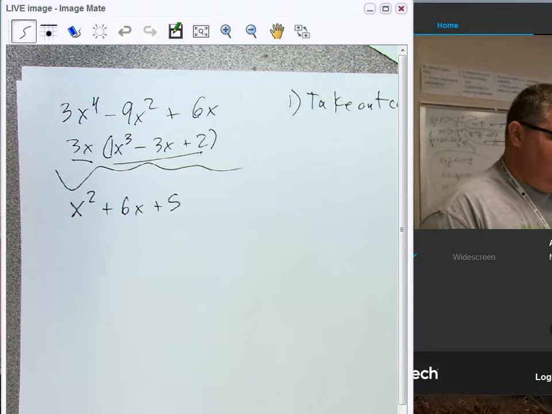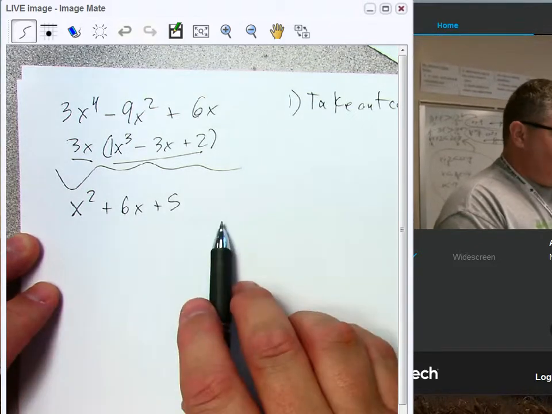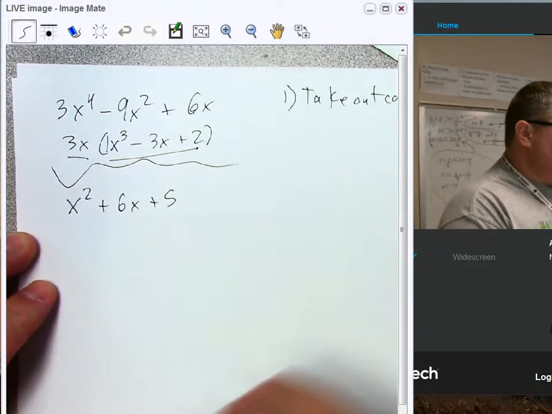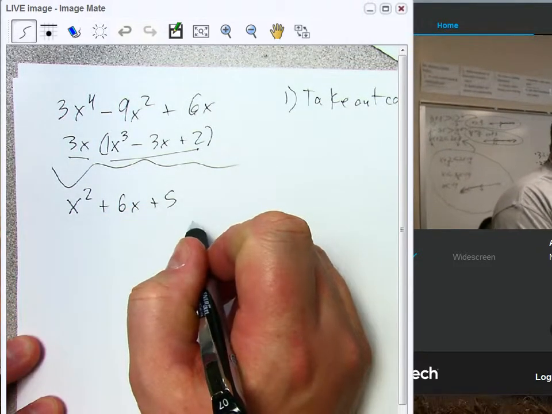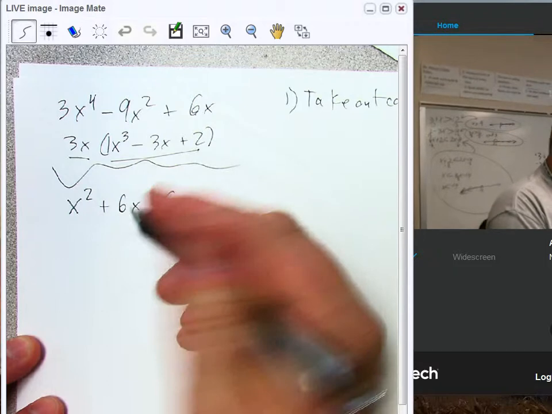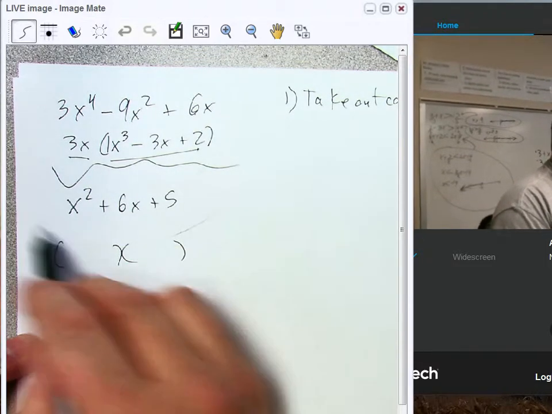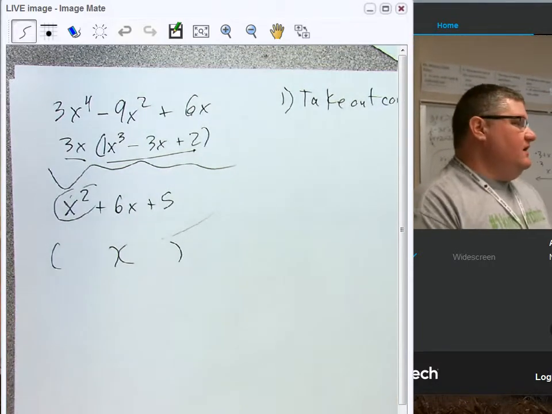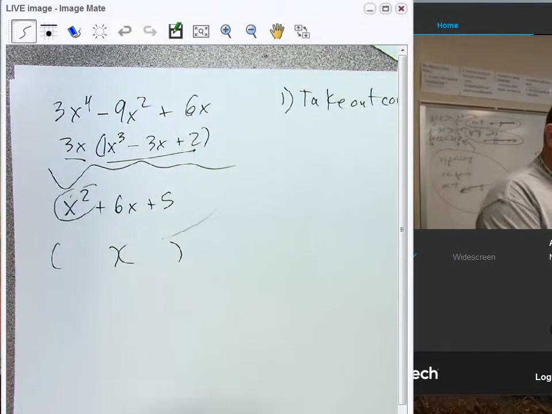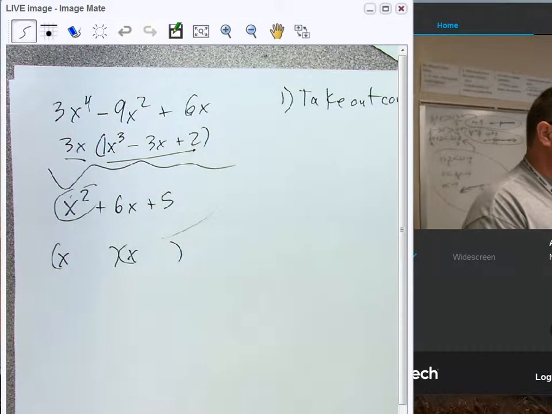Mm-hmm. I am. So, in this case, we have x squared plus 6x plus 5. And so what we're going to do is we're going to try to break this up. Well, what we need to figure out was what 2 things actually went together to make this. Well, here's my question. What times what equals x squared? X times x. That is it. Those are the only choices, right?